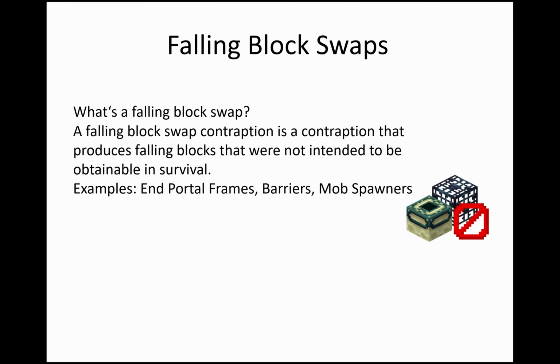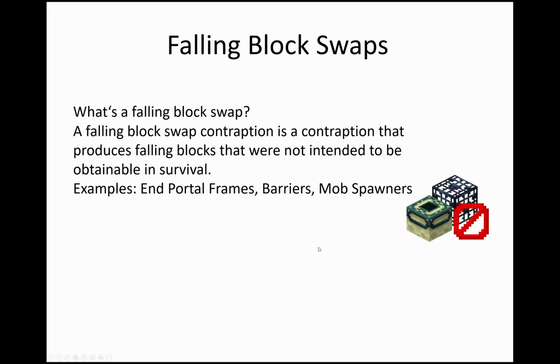So now we need to talk about falling block swaps. Well, what's a falling block swap? A falling block swap contraption is a contraption that allows you to produce falling blocks of types that are not intended to be obtainable in survival. So blocks like end portal frames, barriers, or grass blocks are all blocks that are not intended to fall, like concrete powder or gravel or sand or dragon eggs or anvils are.